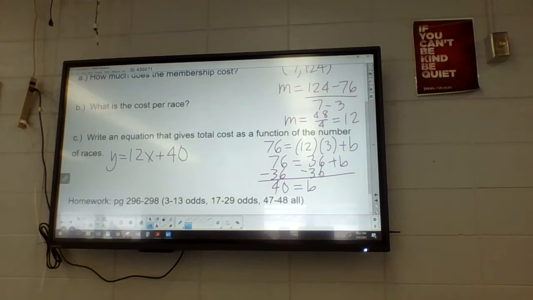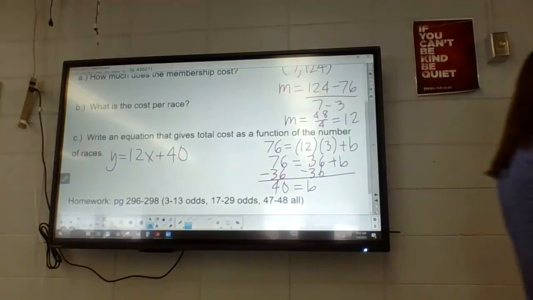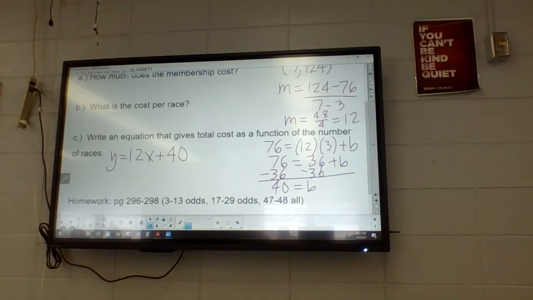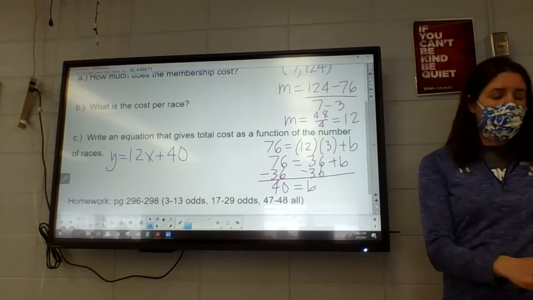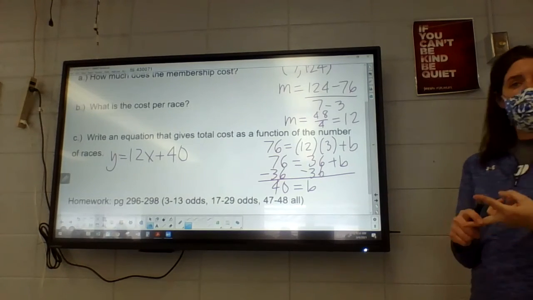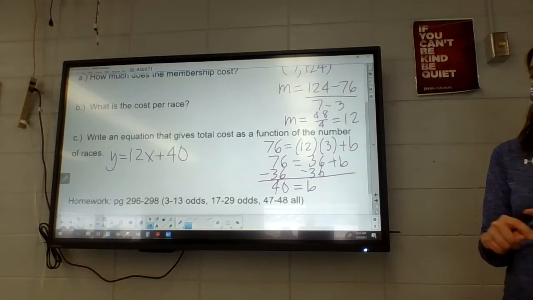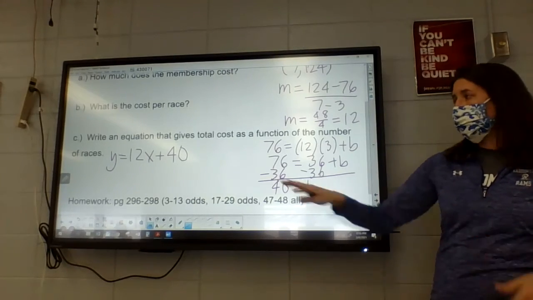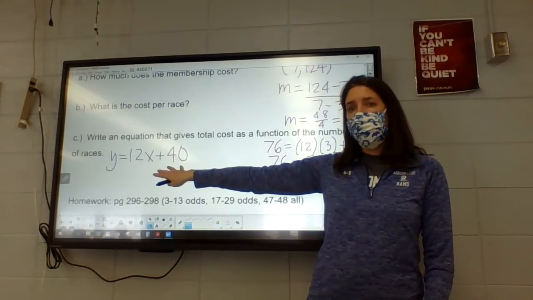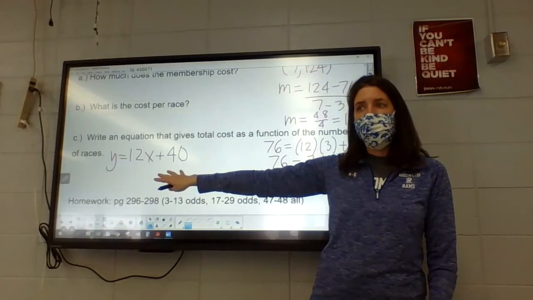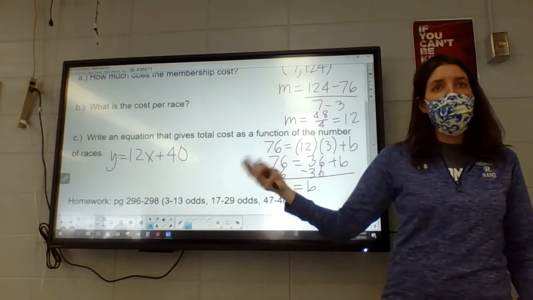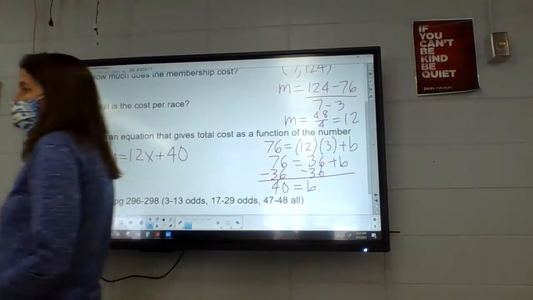Right now, this equation probably doesn't mean much to you. But if you think about this situation and what's going on here, hopefully it'll make some more sense. We've actually figured out how much it costs per race, and we figured out what the membership cost is. Because what if he doesn't race at all, using this equation? What if he doesn't race at all? He's going to pay $40. What is that then? That's the membership.